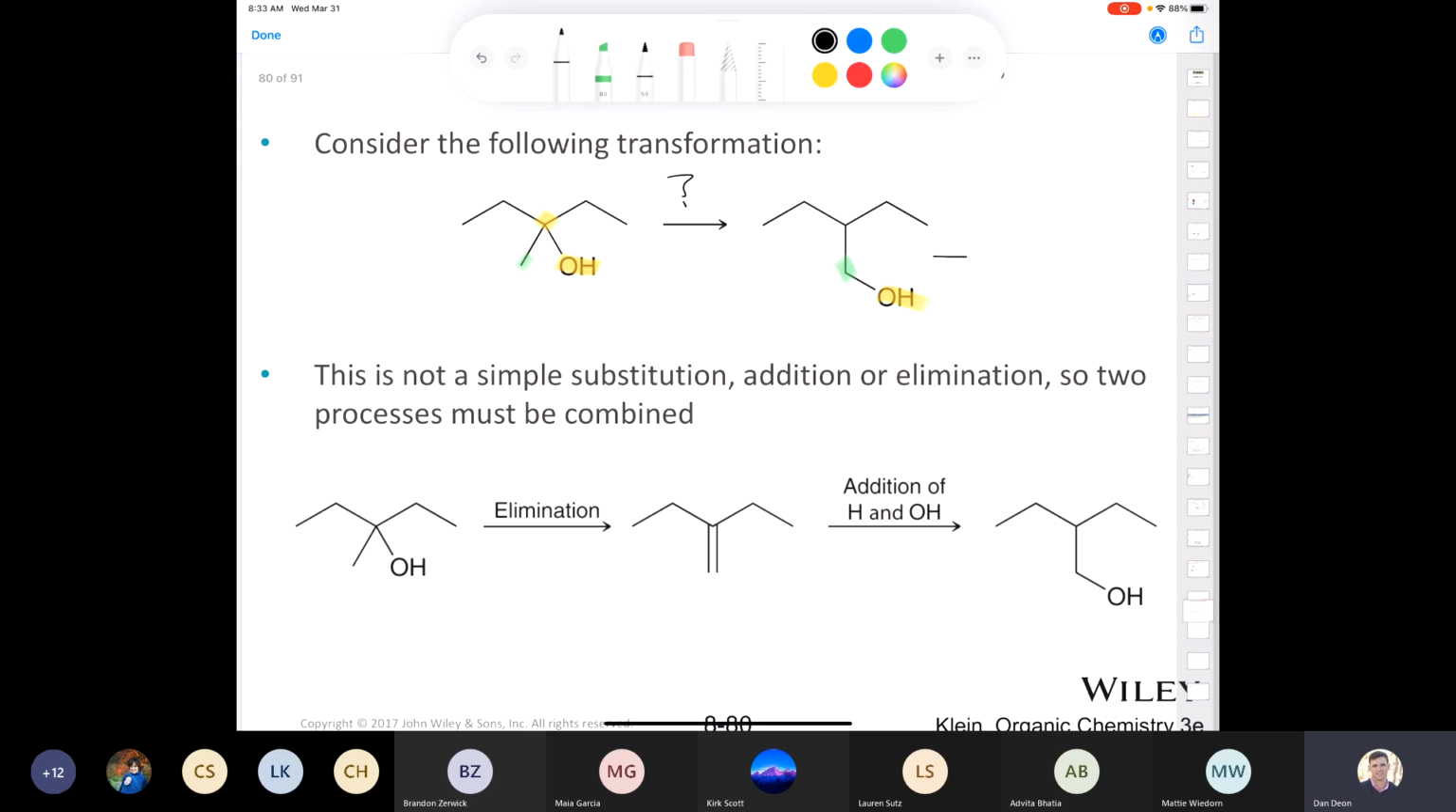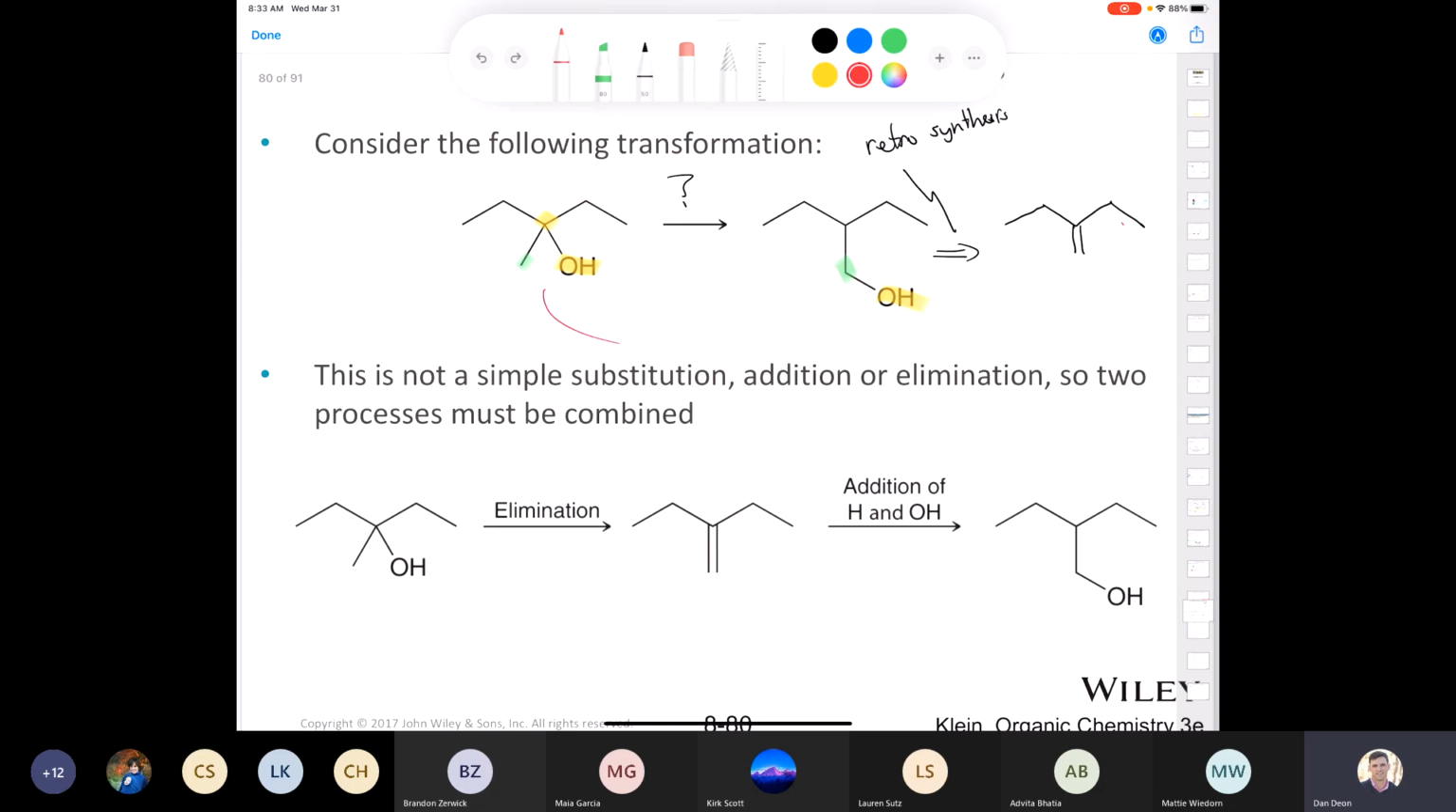A good strategy might be if I went backwards, and that's what this arrow means. This is called a retrosynthesis arrow. It means you're going backwards, backward synthesis, which is not a real thing, but it's just a tool for us to think backwards. If I had this alkene, all I would have to do is an anti-Markovnikov addition of water, right, using borane and THF followed by hydrogen peroxide and sodium hydroxide. So then the question becomes, if I had this alkene, I'd be home free, right? I'd know how to make this guy.